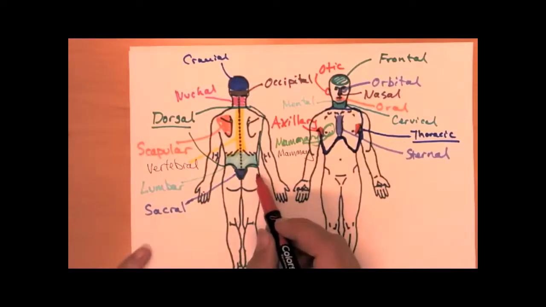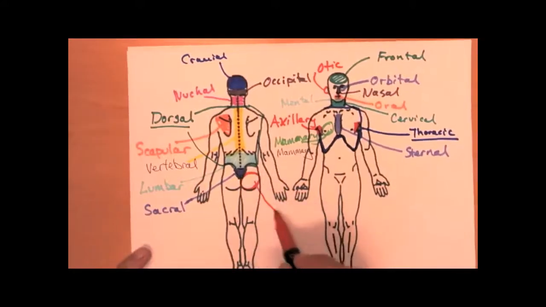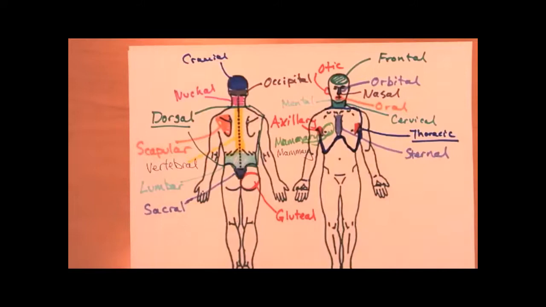Next, gluteal. The buttocks region is the gluteal region, and it is named for the gluteus maximus, medius, and minimus, 3 muscles.